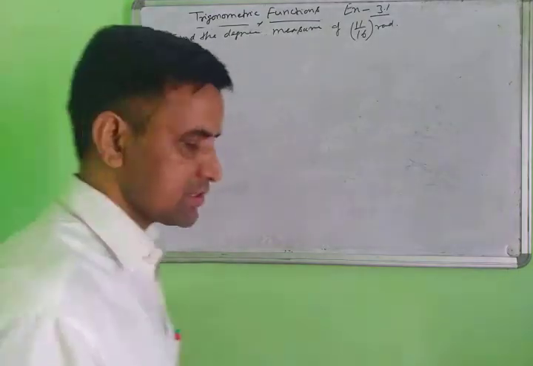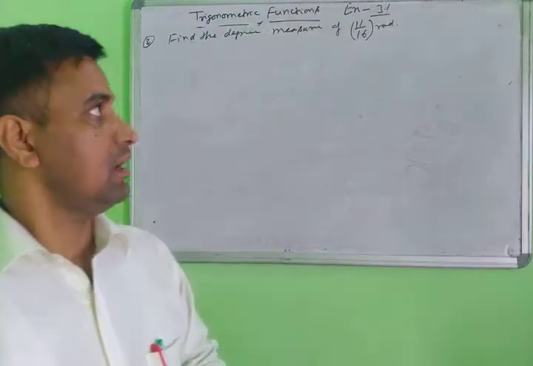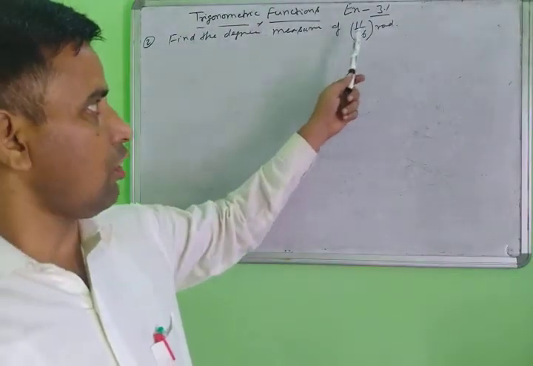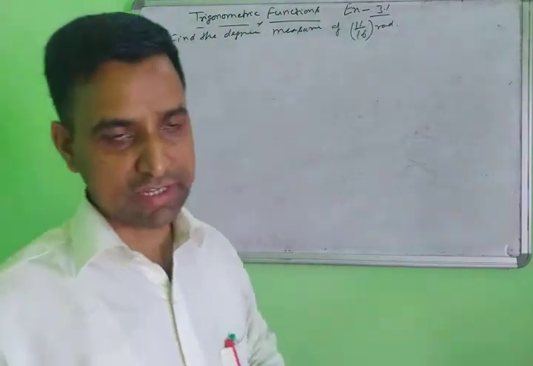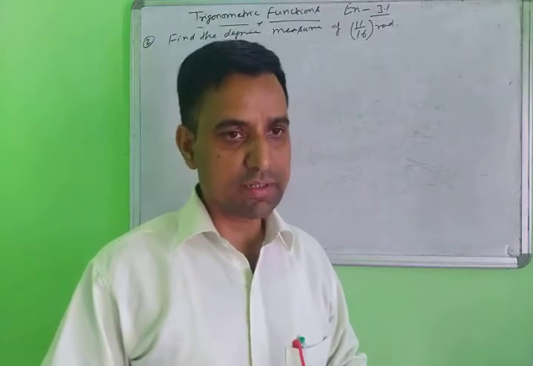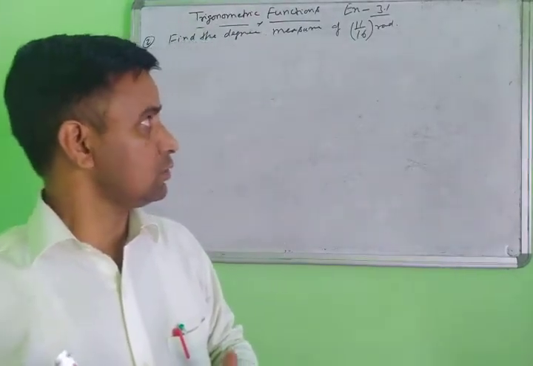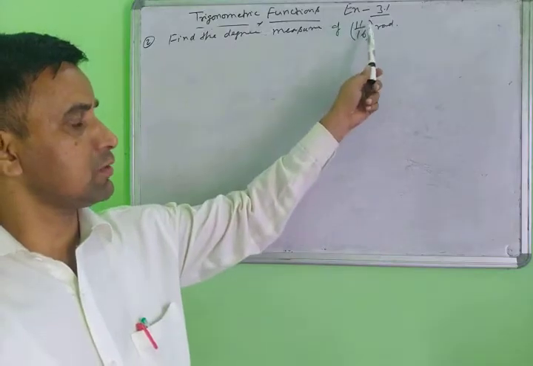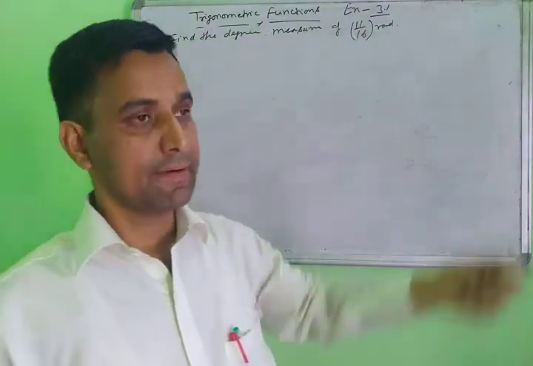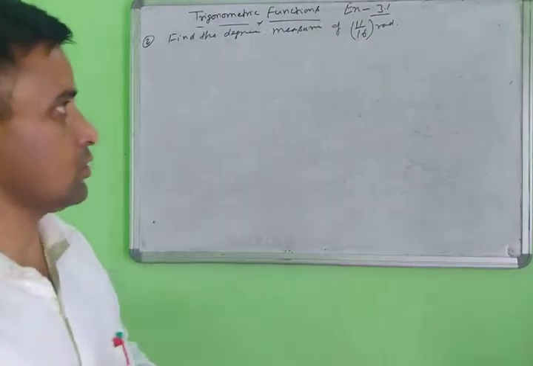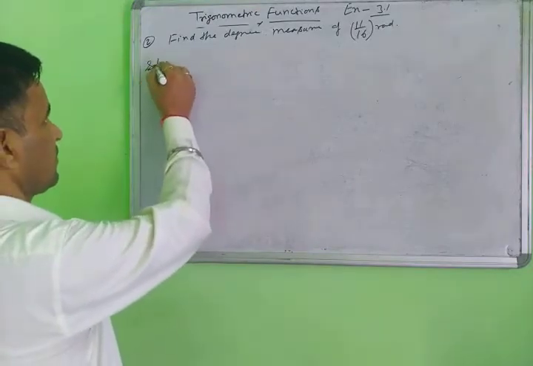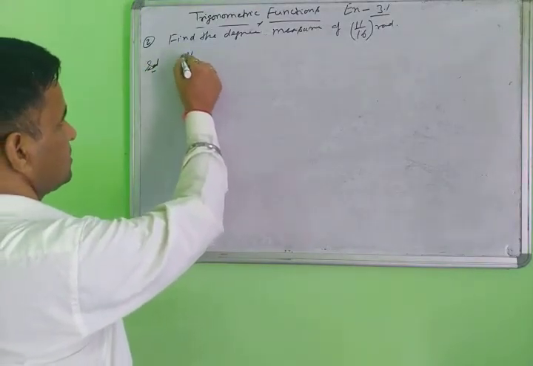Yes class, next I am taking question number 2. Find the degree measure of 11 upon 16 radian. How do we convert 11 upon 16 radian into degrees? Yes, now look here. This is 11 upon 16, which is the radian.